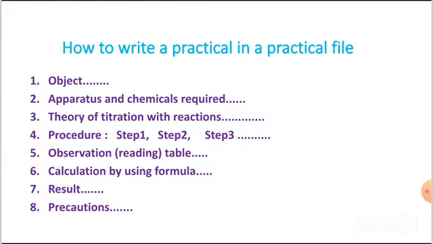How to write the practical in a practical file? First, write the object and then write the apparatus and chemicals required. The next step will be theory of titration with reactions. Then write procedures of all first, second and third steps. Then write the observation table and finally the calculation by using the formula. Lastly, there will be the result and the precautions.